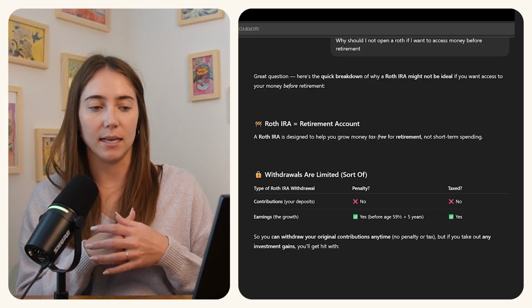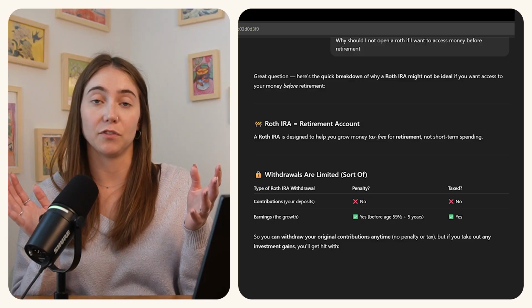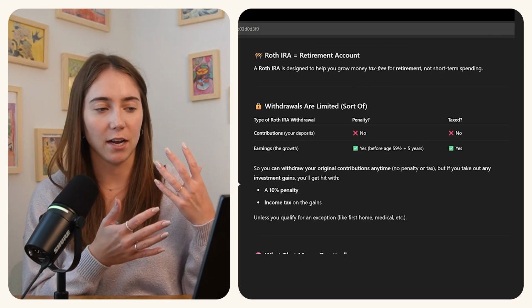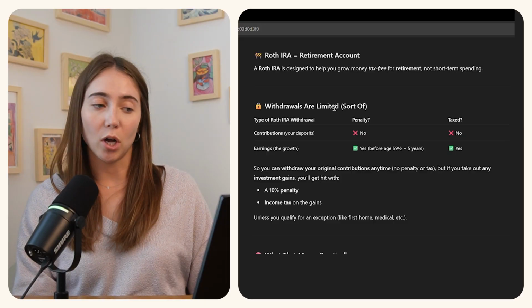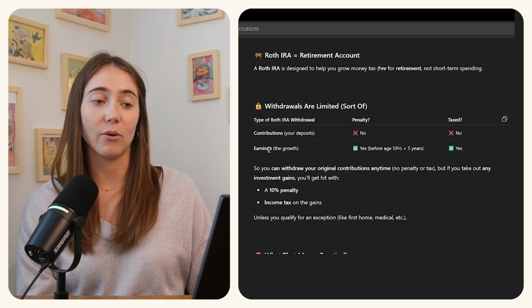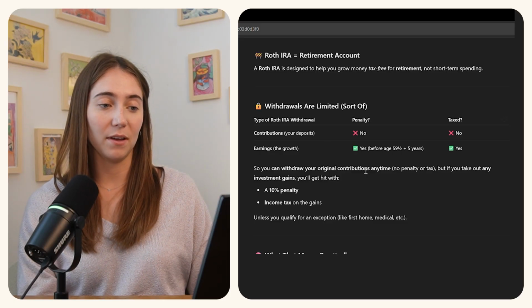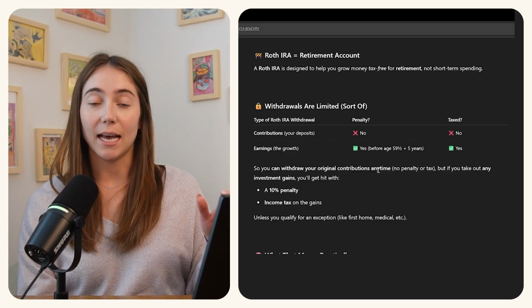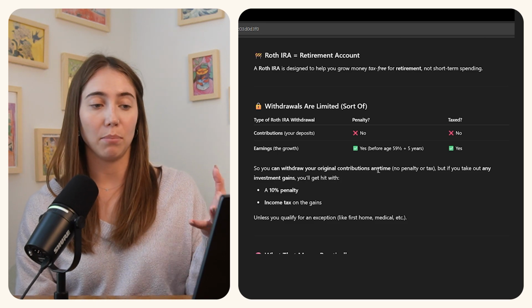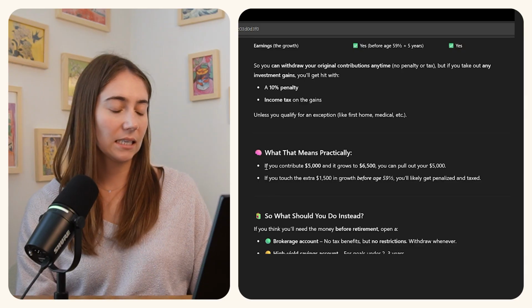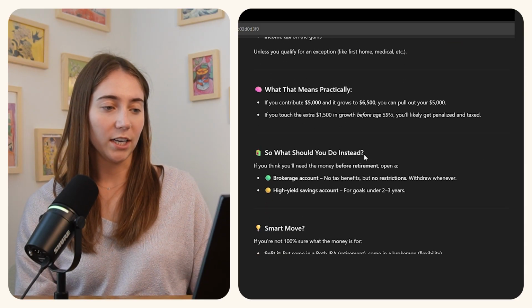So all it said is something to do with growth tax free with a Roth. And it's saying that a brokerage account is better, but I don't really understand why. So it's saying that withdrawals are limited, but I will incur a penalty if I take out any of the growth before I'm 59 and a half. So I can withdraw my original contributions at any time. So that $7,000 a year, I can pull that out. But if I take out any of the gains, I will get a penalty on it. And then it's giving me the practicality of that and what I should do instead.